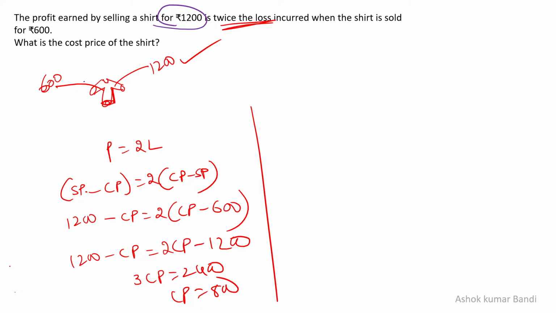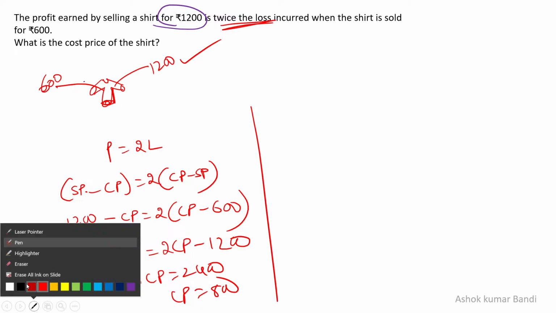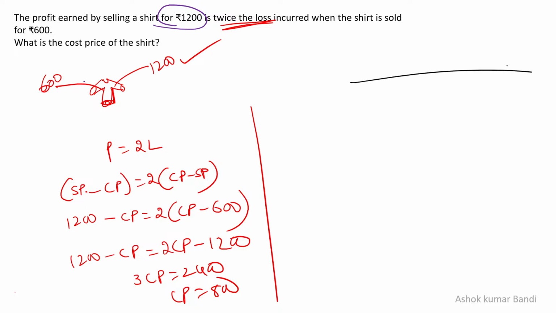You can just write whatever is given there. Now the second way is, as I told you, take a straight line and assume the middle value as CP. First I am selling it for 1200, then I am selling it for 600. He is saying that profit is 2 times of loss. That means if you are having 1 loss, there should be 2 profit. If you are having 2 loss, there should be 4 profit, like that.